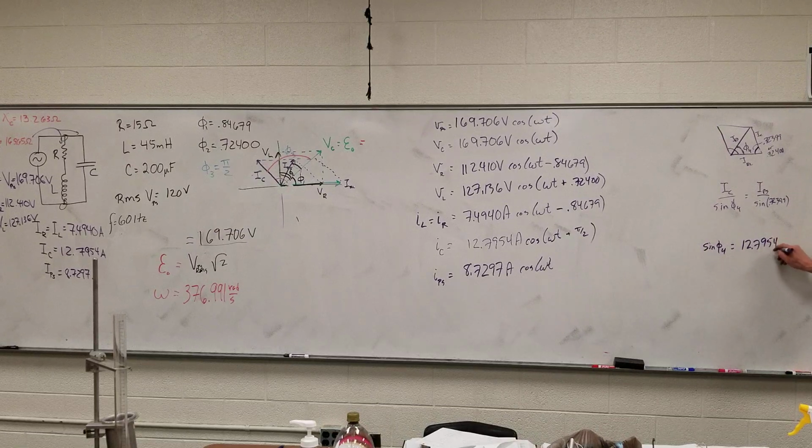12.7954 times the sine of 0.72399 divided by what's left over, 8.7297. And ultimately you get phi 4 equal to 0.9704. 9704. Yep. One more. 0.97087.